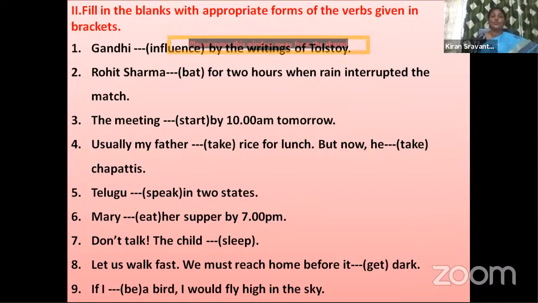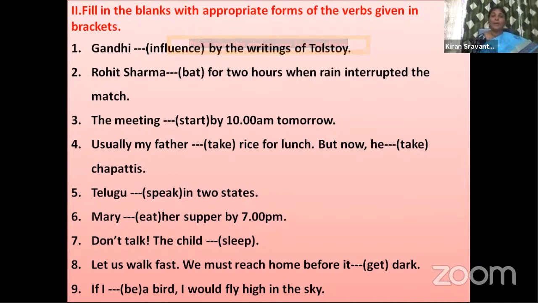Then fourth one, usually my father. Usually, where did we learn usually? In present simple tense. Usually, generally, always, never, regularly, at present, at this moment. So all those, like often, seldom, rarely, all those adverbs occur in present simple tense. So usually it refers to present simple tense.